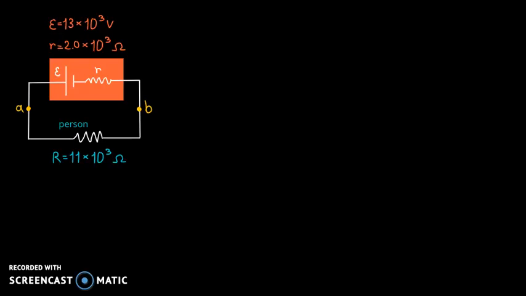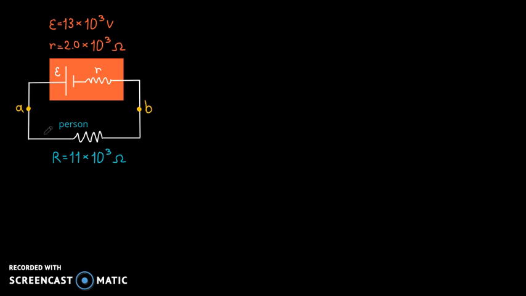In this problem, a person accidentally grasps the terminals of a power supply, which is a very dangerous thing to do. The resistance between the hands of the person is 11 kilo ohms. The power supply has an EMF of 13 kilovolts, and it also has an internal resistance of 2 kilo ohms. Now, the first question is, what is the current that passes through the person's body?